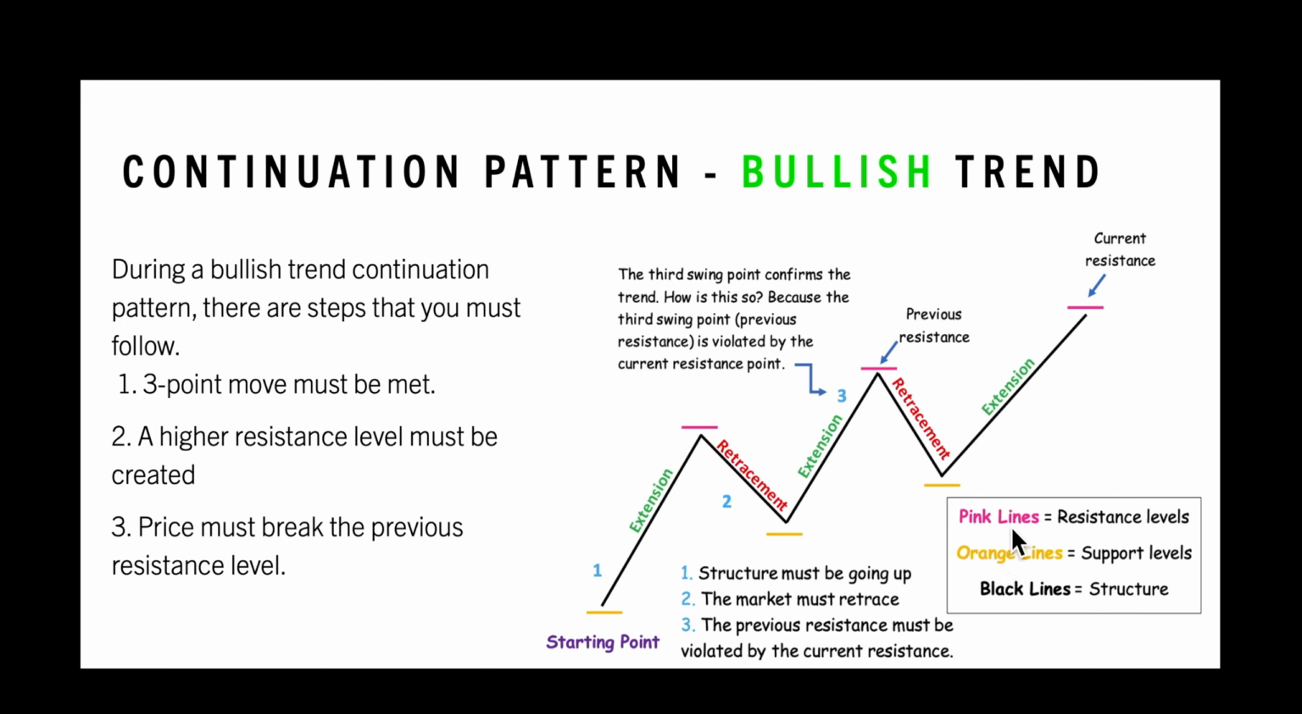And I also color coordinated it to where the pink lines represent the resistance level, the orange lines represent the support level, and the black lines are simply structure. And if you didn't know, the 3rd swing point is what will confirm the trend. And let me be honest here, the market is not this clear. This is just an example of what it will look like.